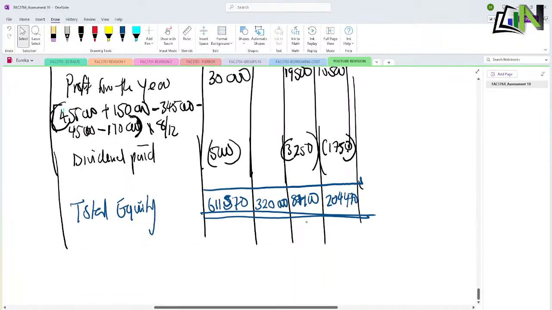This must equal this, ne? So I'm just gonna try to see if my calculations are all fine. 1, 2, 3 must equal the total column. So let's go 320,000 plus 87,100 plus 204,470. All right, okay, that it does give me my 611,570. Okay, so I am good.